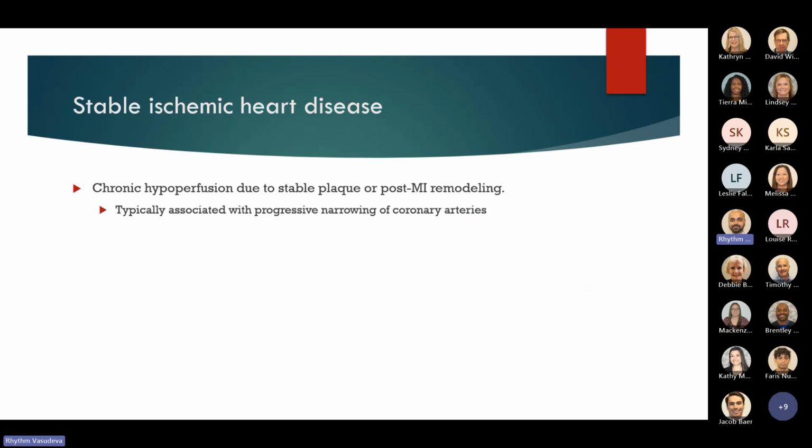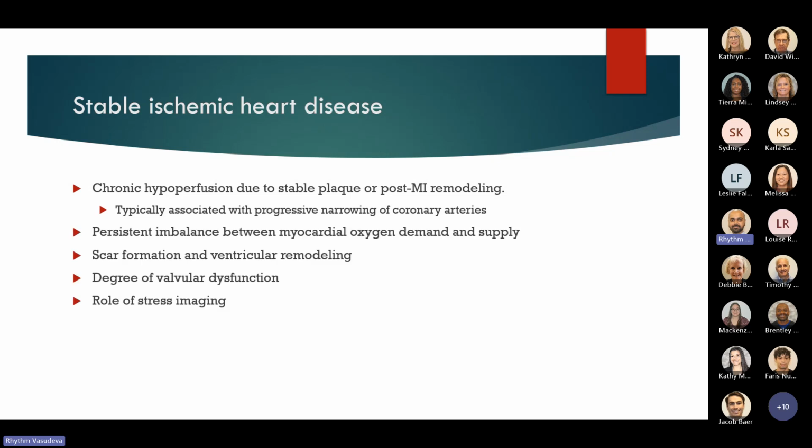On the other hand, stable ischemic heart disease is really different. You should think about it in different terms. It's not plaque rupture. It's progressive stenosis due to stable plaque, which eventually gets calcified, leading to remodeling and chronic hypoperfusion. It's the chronic imbalance between oxygen demand and supply, which can be picked up using different modalities of testing, which we will get into in a bit.